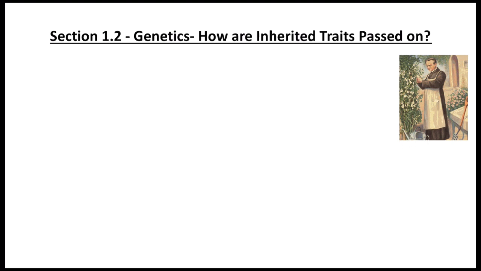Okay, so section 1.2, genetics: how are inherited traits passed on? Who is Gregor Mendel? He is considered the father of genetics. For this particular lesson, we have already talked a bit about how inherited traits are passed down the family line, and we looked into pedigrees as a visual representation of how a trait is passed. So now we're going to look into the mechanism of how traits are passed down.